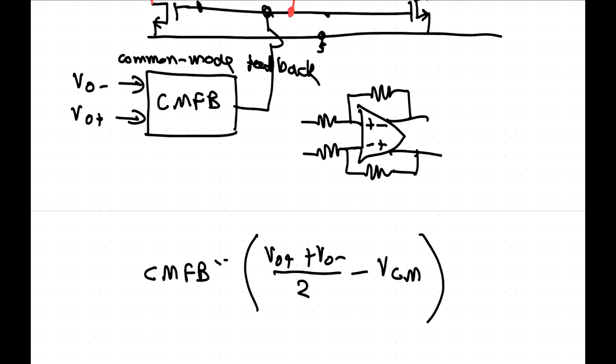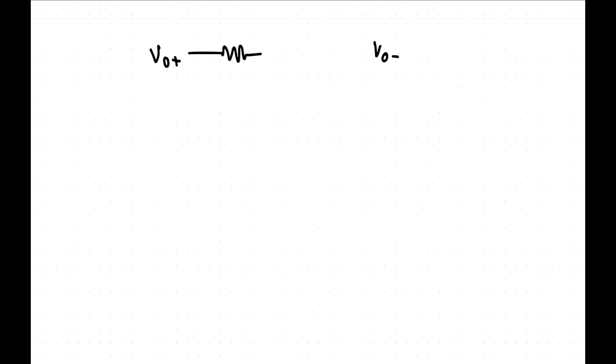So the first thing is how do we measure the common mode? Well, let's go here. The easiest thing to do is you have V out plus and V out minus. You can put in two resistors like that. Okay, so this is going to be the average. If these are both R, that is going to be the average of the two.